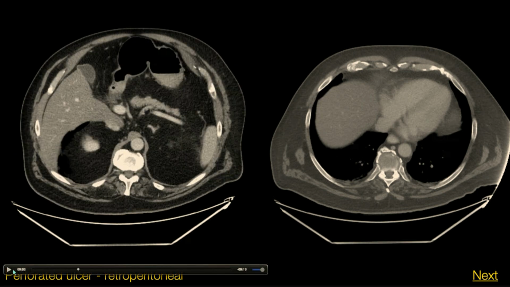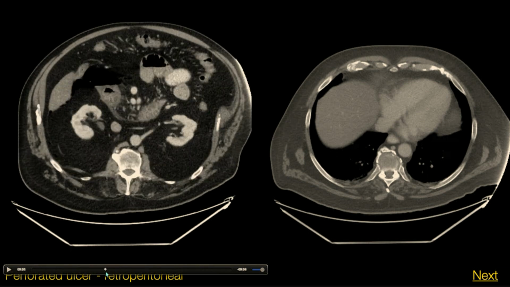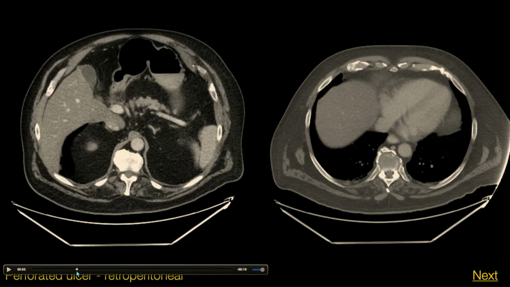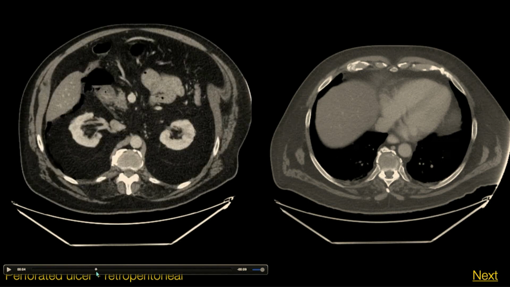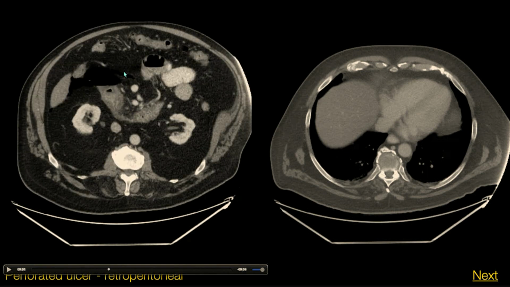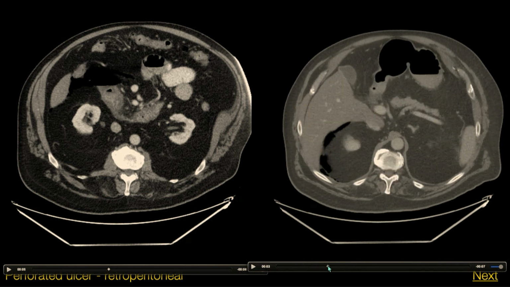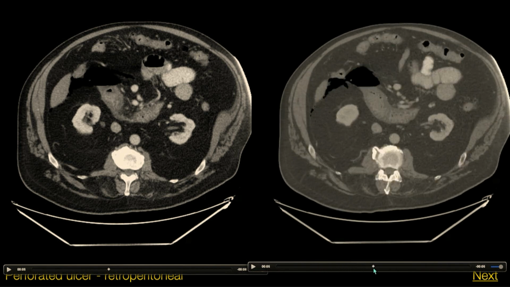In the setting of a second portion ulcer, we are encountering, in this case, only retroperitoneal air. So nothing really in the upper abdomen. And maybe that's not showing up too well, but I did include an intermediate window here. So you get a sense of all that air there.